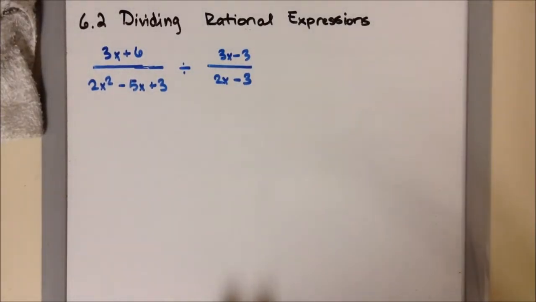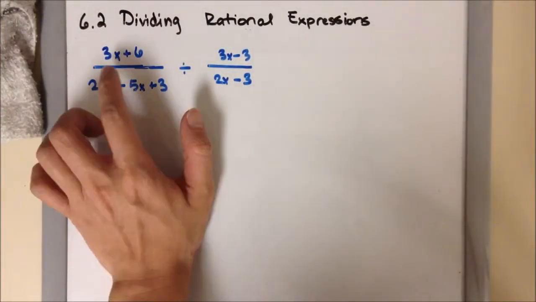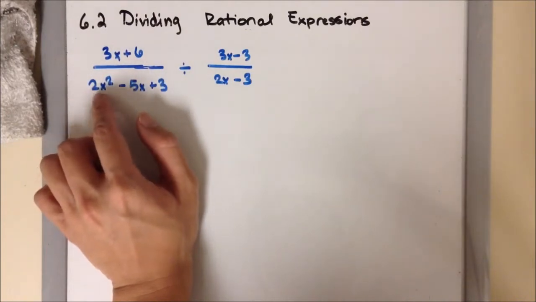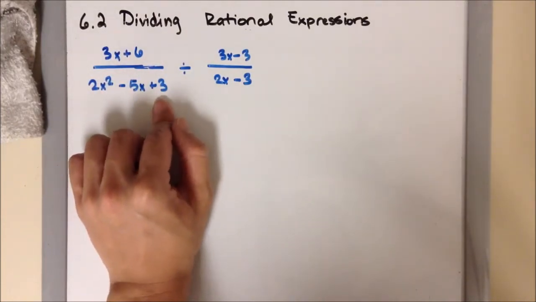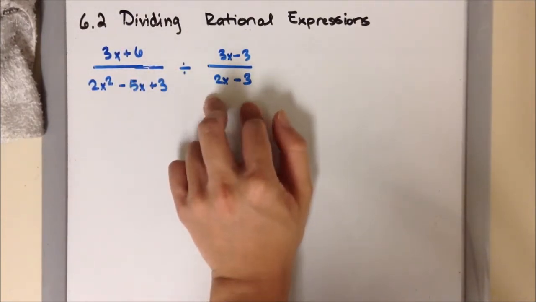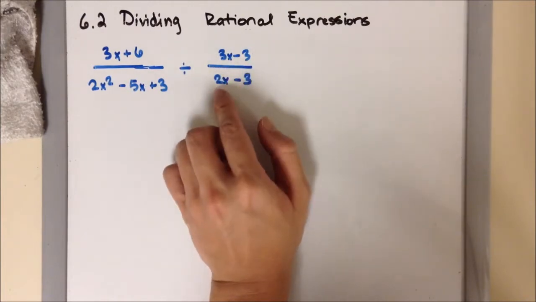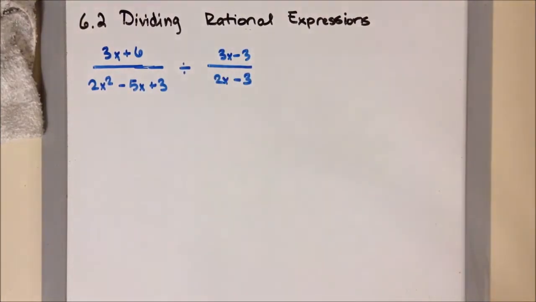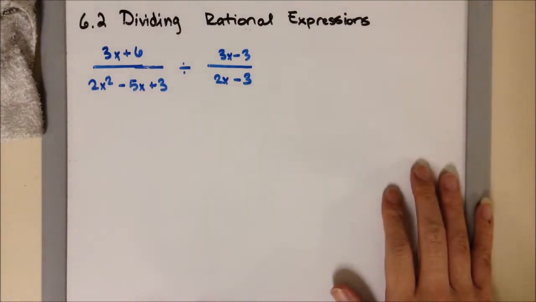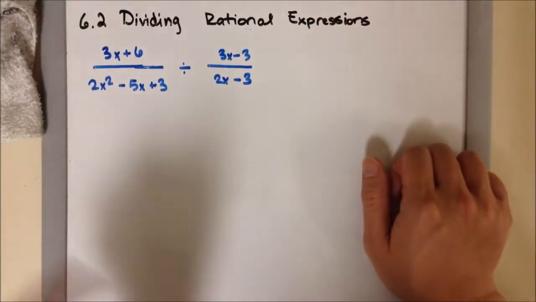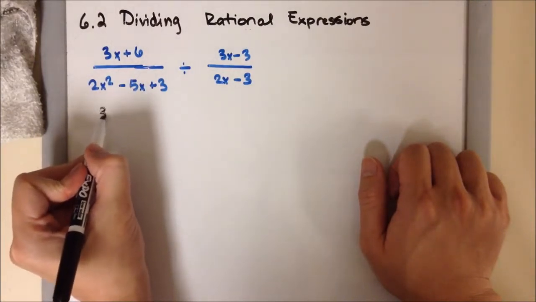In this example, we have our first fraction, 3x plus 6 over 2x squared minus 5x plus 3, divided by our second fraction, 3x minus 3 over 2x minus 3. So we're going to convert this to a multiplication of rational expressions. So I'm just going to flip the second fraction. The first fraction will stay the same.